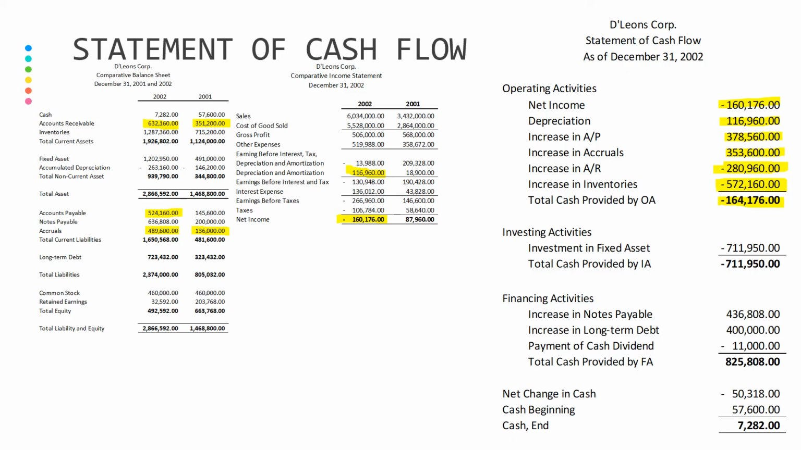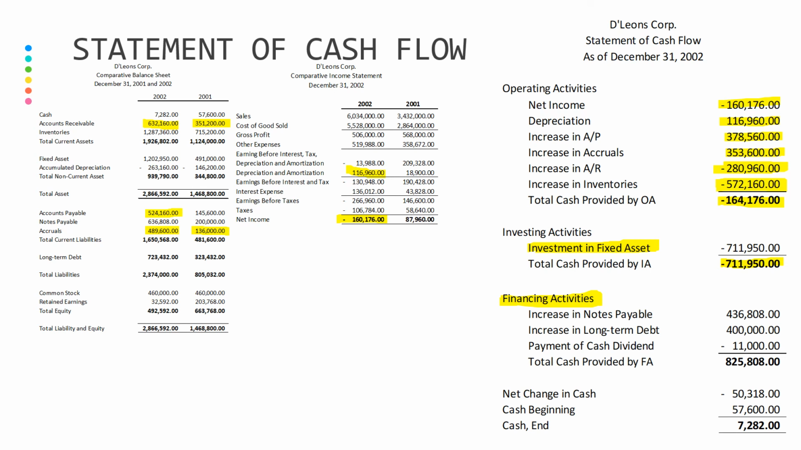Now let's go to the investing activities. Here, investment in fixed asset. If you can observe, the fixed asset increased by 711,950. So basically the company has bought a new equipment, let's say, worth 711,950. So the total cash provided by investing activity is negative 711,950.